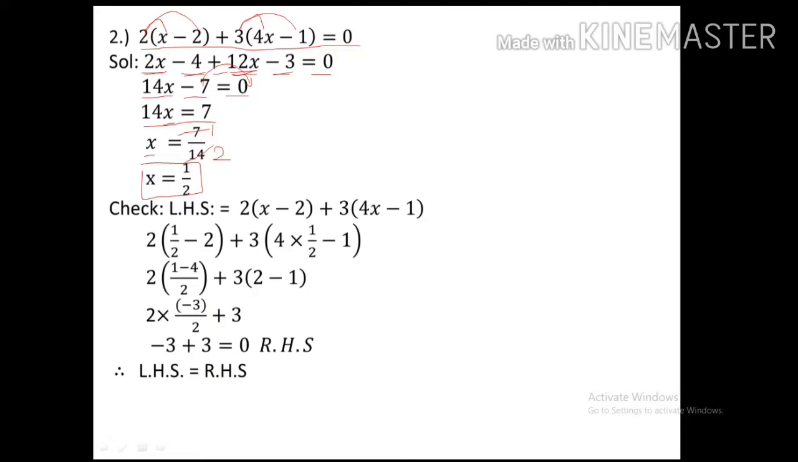Now we have to check. First of all we write the LHS, that is 2 in bracket x minus 2 plus 3 in bracket 4x minus 1. Now in the next step, in place of x we put 1 upon 2; minus 2 we can write as 2 upon 1. Now plus 3 in bracket 4 into 1 upon 2 minus 1, as it is. Now when we solve this bracket, LCM of 2 and 1 is 2. Now this 2 divided by 2 gives 1 as a quotient, and 1 multiplied by this 1 gives 1.